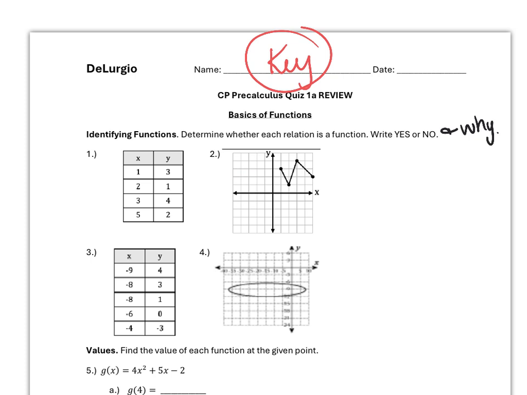So number 1, we have a table. We are looking at x values, and we have all distinct x values. So this is yes, a function, because there are no repeated x values. Number 2, we have a graph, so we can use the vertical line test. And because if any vertical line drawn through any point on this graph never hits more than 1 point, then this is a function because it passes the vertical line test.